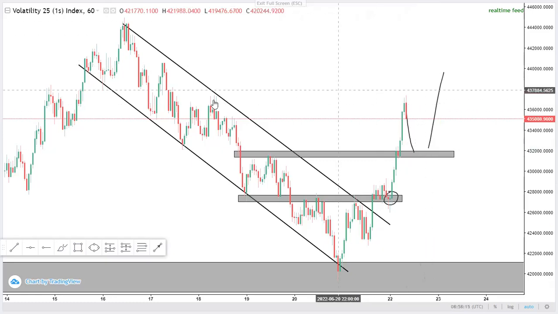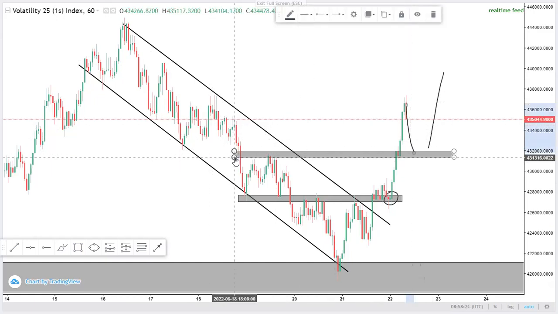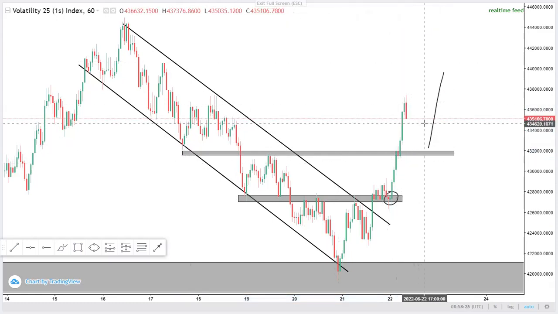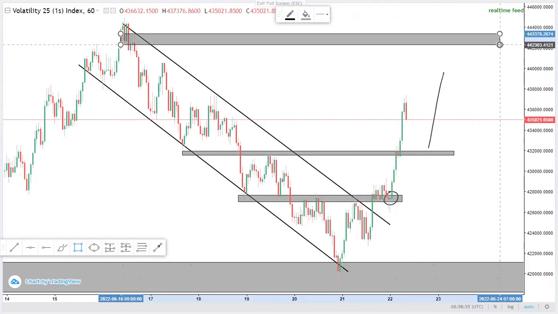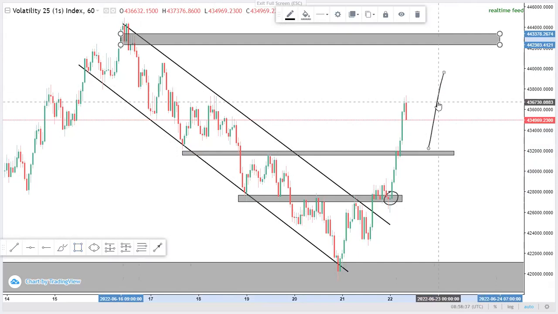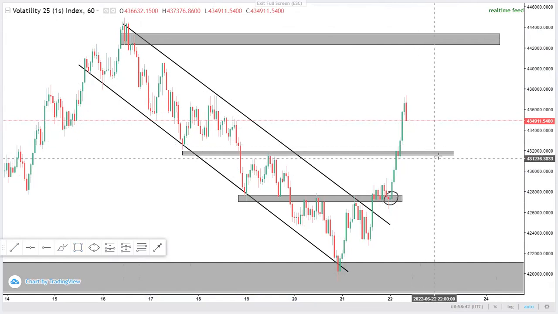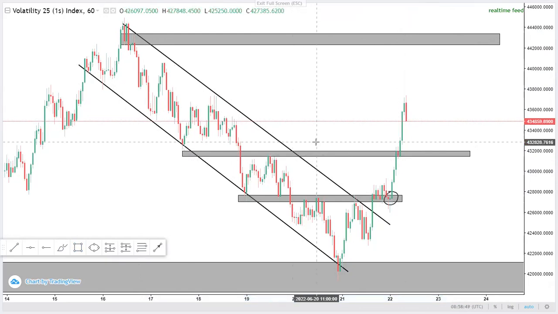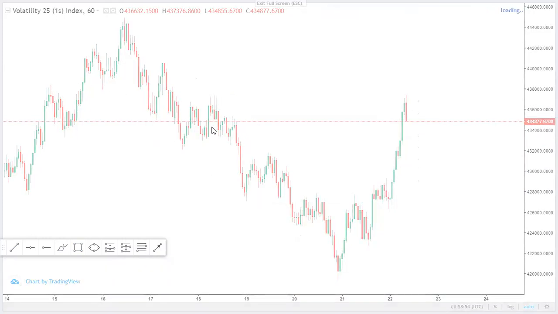So for now, all our trades are closed. We're just going to wait to see how the market reacts within this area. Then we can continue to the upside and look for buy entries again, and here should be our final target. We are still bullish because we are trading outside of the channel for now. So we're just going to wait for the market to retest, come back to this area, and then we look for buys. The next one we're going to be looking at should be VIX 100, 1 second.